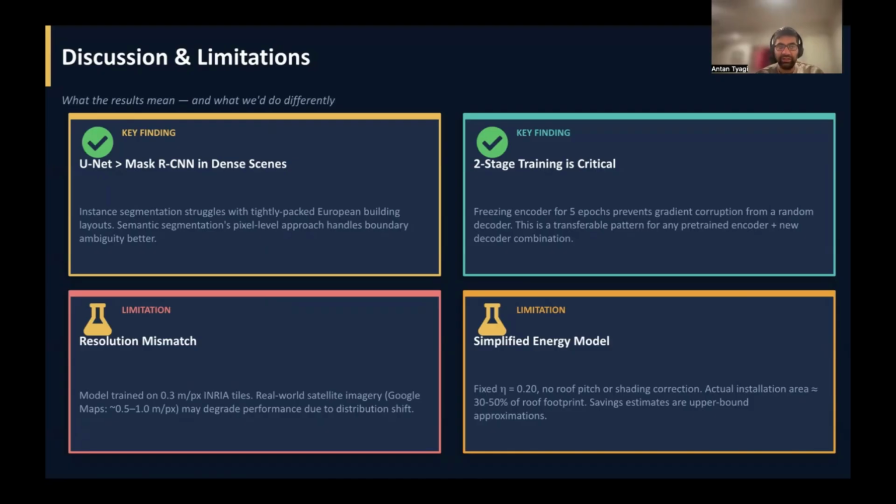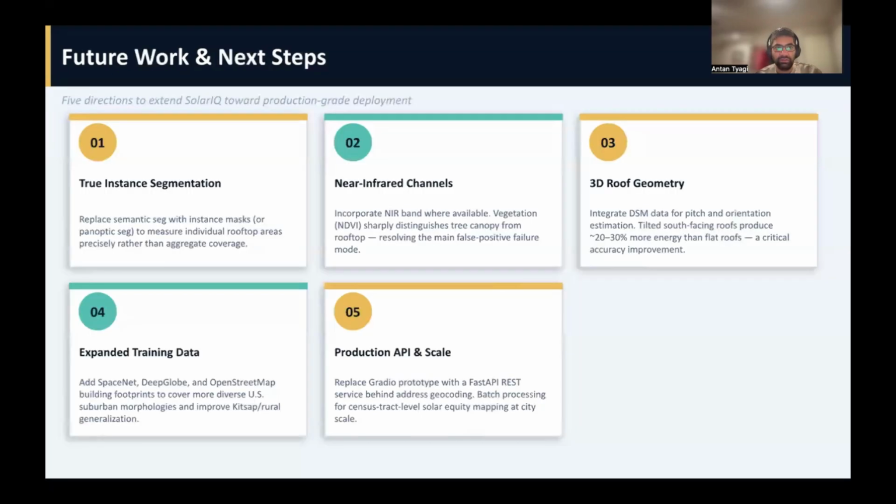The energy model is a little bit simplified and does not capture the entire real-world dynamics, so for a more accurate prediction we need to create a more sophisticated energy model. Future work includes building true instance segmentation instead of semantic segmentation, a near-infrared channel, which helps us distinguish tree canopy from rooftop and reduces our main false positive rate, 3D roof geometry, which is useful for pitch and orientation estimation and can help differentiate flat roofs, expanded training data across the world instead of the limited Vienna district, and building a production API at scale with a FastAPI service behind it and distributed encoding, so that it can work across geographies.